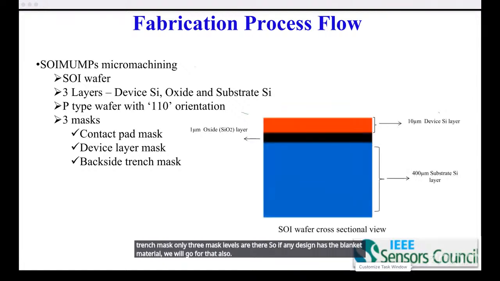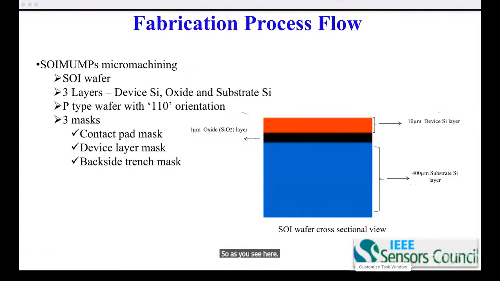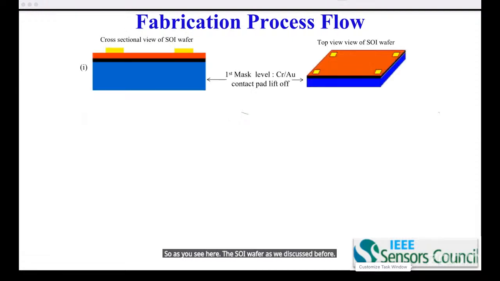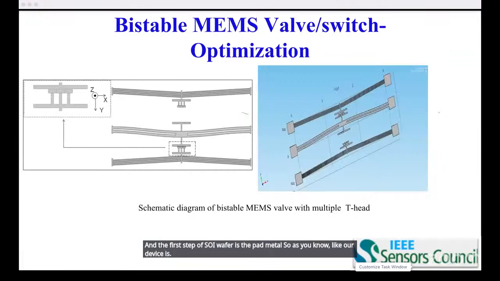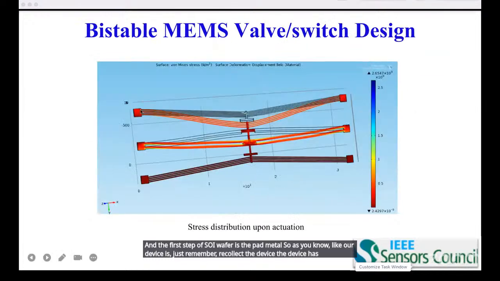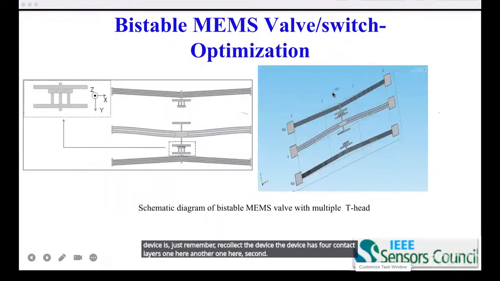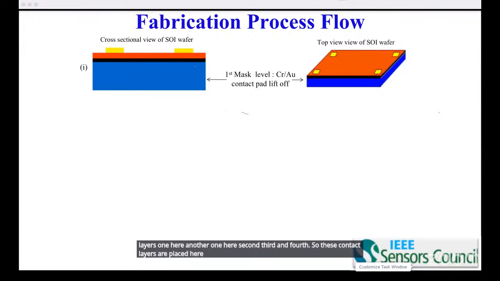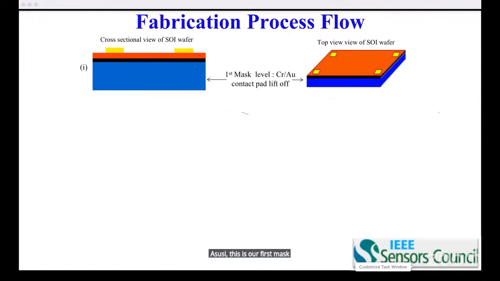So as you see here, the SOI wafer, as we discussed before, and the first step on the SOI wafer is the pad metal. Just recollect the device. The device has 4 contact layers, one here, another one here, second, third, and fourth. So these contact layers are placed here. As you see, this is our first mask level for chromium or gold deposition. Again, 20 nanometer chromium and 500 nanometer gold deposition.